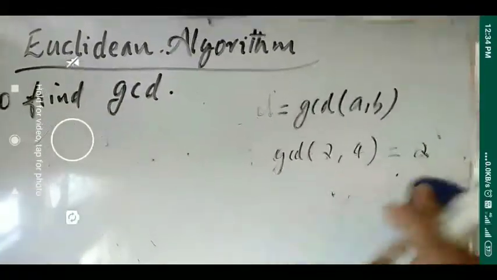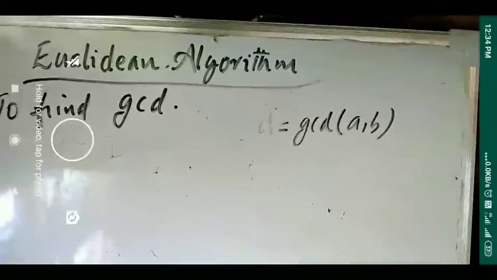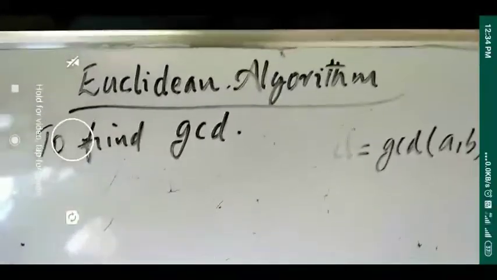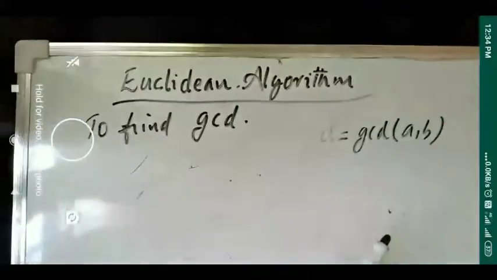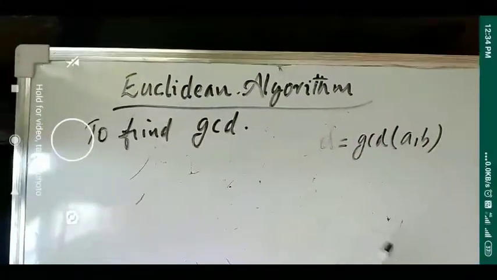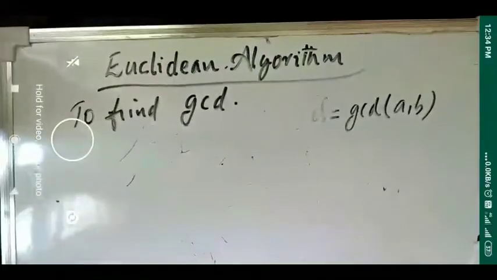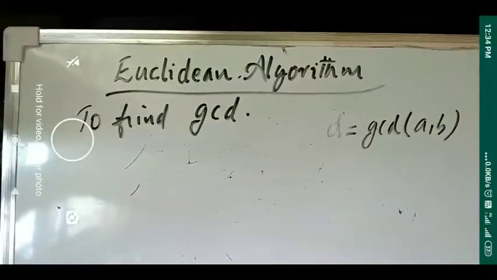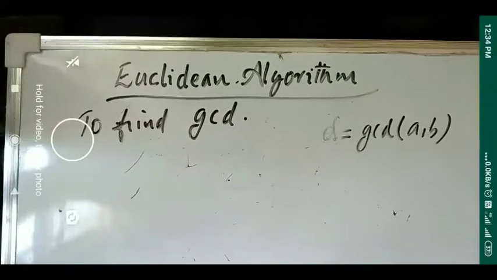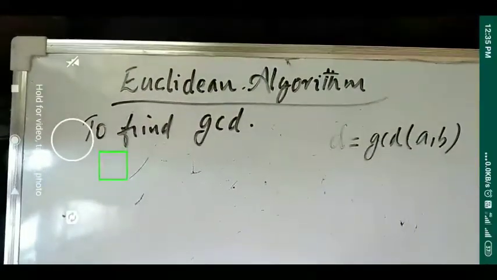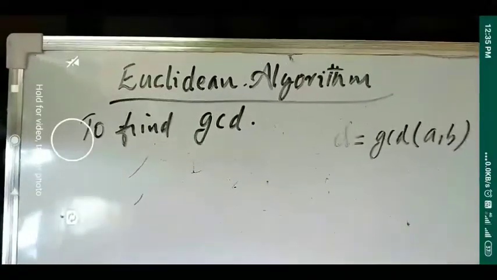Now we are going to learn the Euclidean algorithm, which is used for finding the greatest common divisor very easily of large numbers. We know that finding the greatest common divisor of large numbers is not very easy. So we use the Euclidean algorithm for finding the greatest common divisor of large numbers, or any number, we can find GCD very easily.